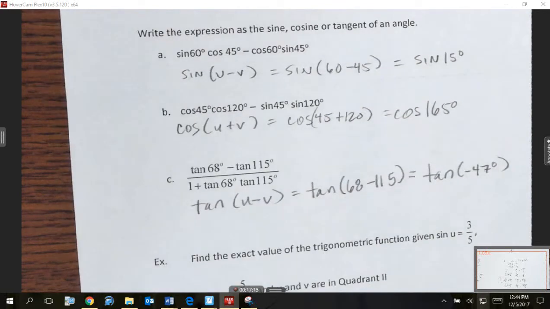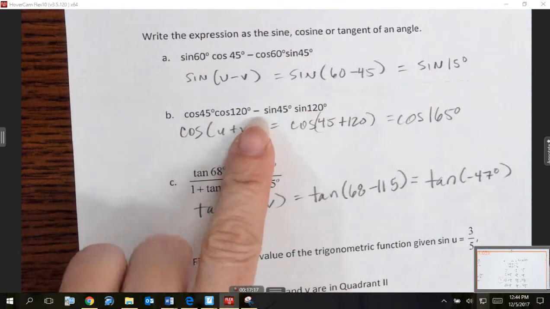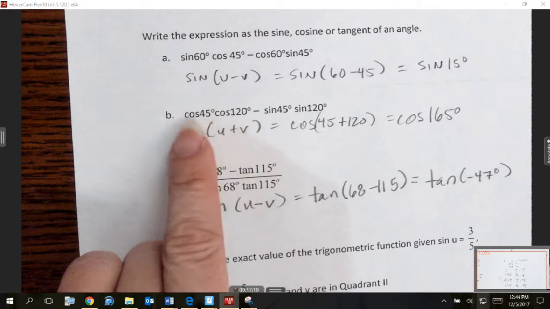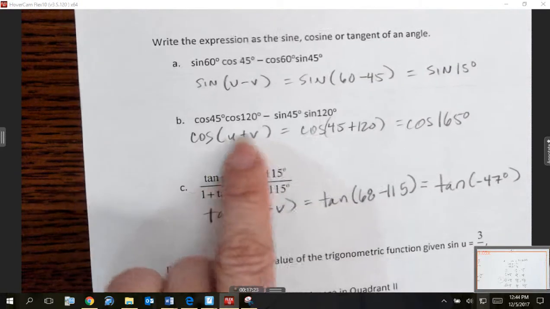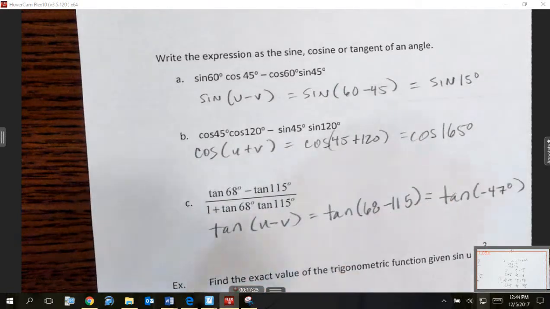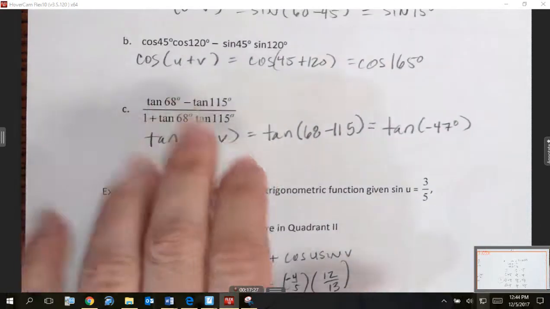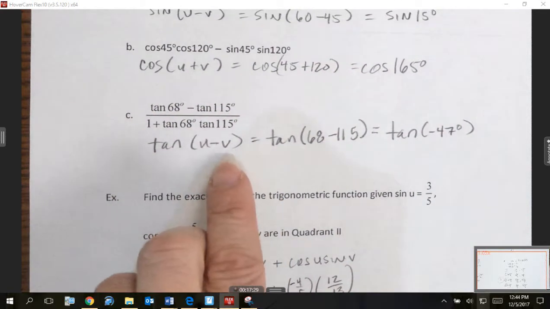So same thing with cosine. This one here, you look and you see which one is subtraction, which one has both starting with cosine. Figure out which is u and v, and you add those together. That's all. You don't have to find the answer or anything. Just go backwards using the formula.